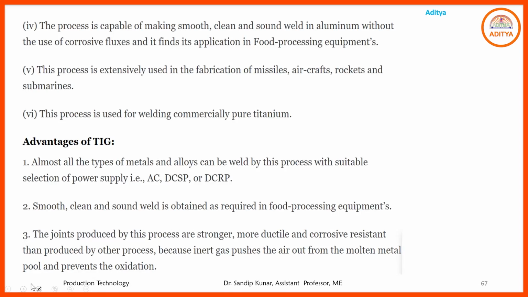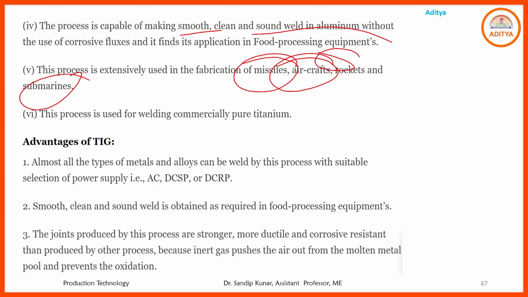And also this welding is very smooth, clean and sound weld. Okay. This process is also used for welding in the fabrication of missiles, aircraft, rockets and also submarines. In those cases also we use this welding process. Also we use it for welding commercially pure titanium, which is a very advanced material.